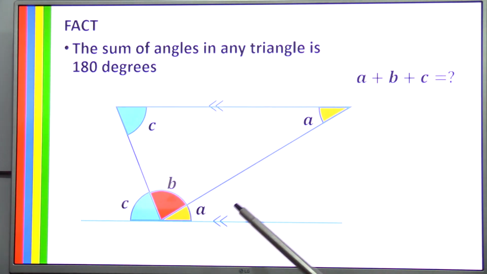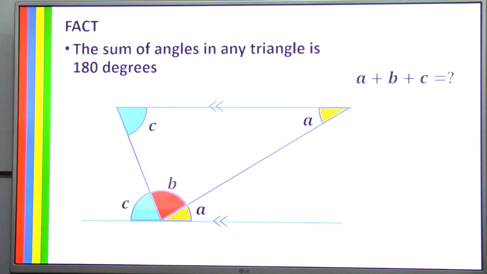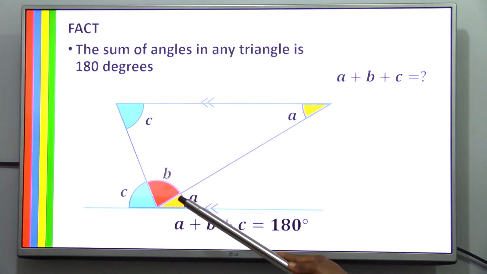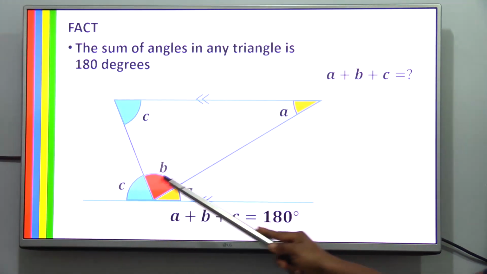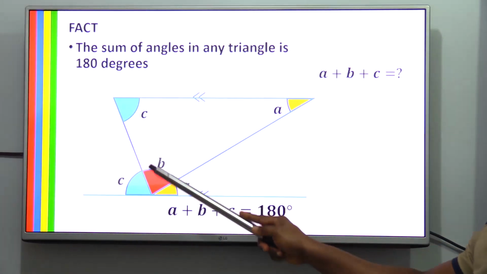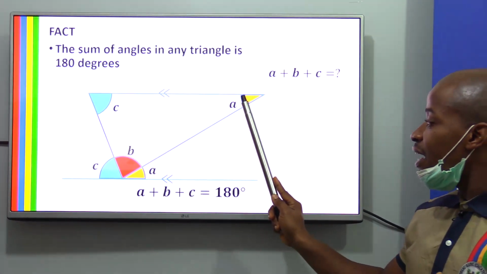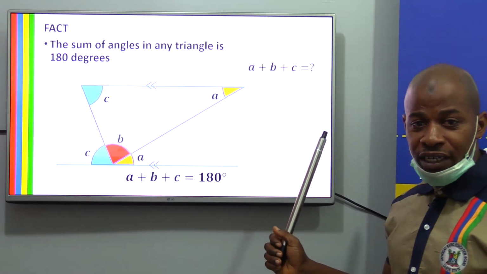And this shows that if I move from this starting point, I move through A, and I move through B, and I move through C, everything will be 180 degrees, which means that A plus B plus C is 180 degrees. But this A is here, right inside. The A outside is also inside. The C outside is also inside. And B is also inside. So inside the triangle now, I have A, B, and C also equaling 180 degrees.